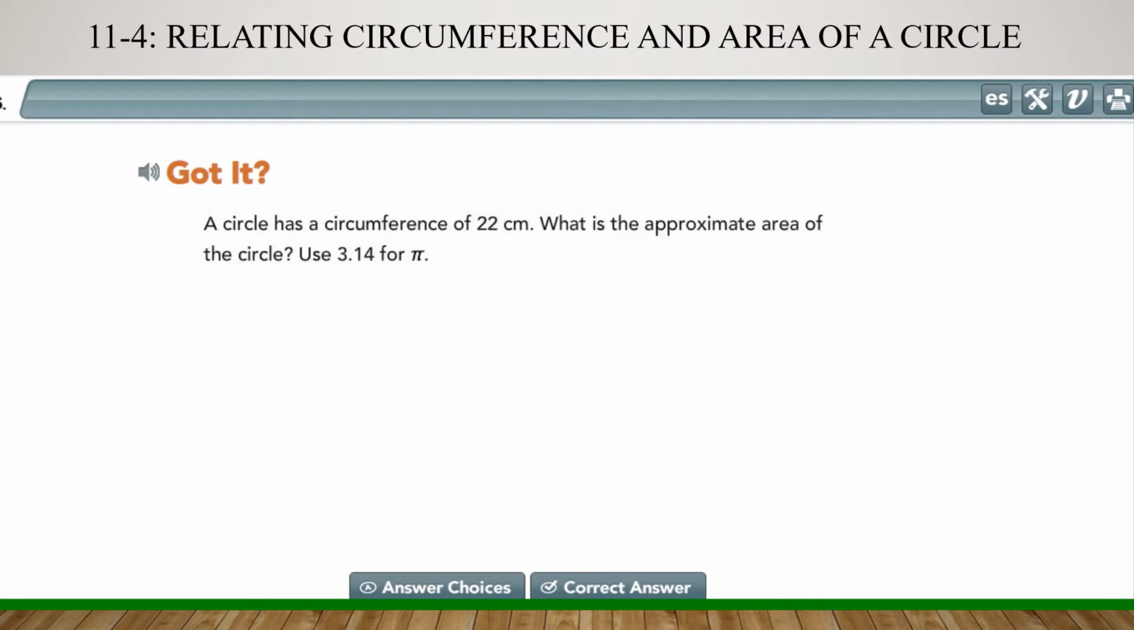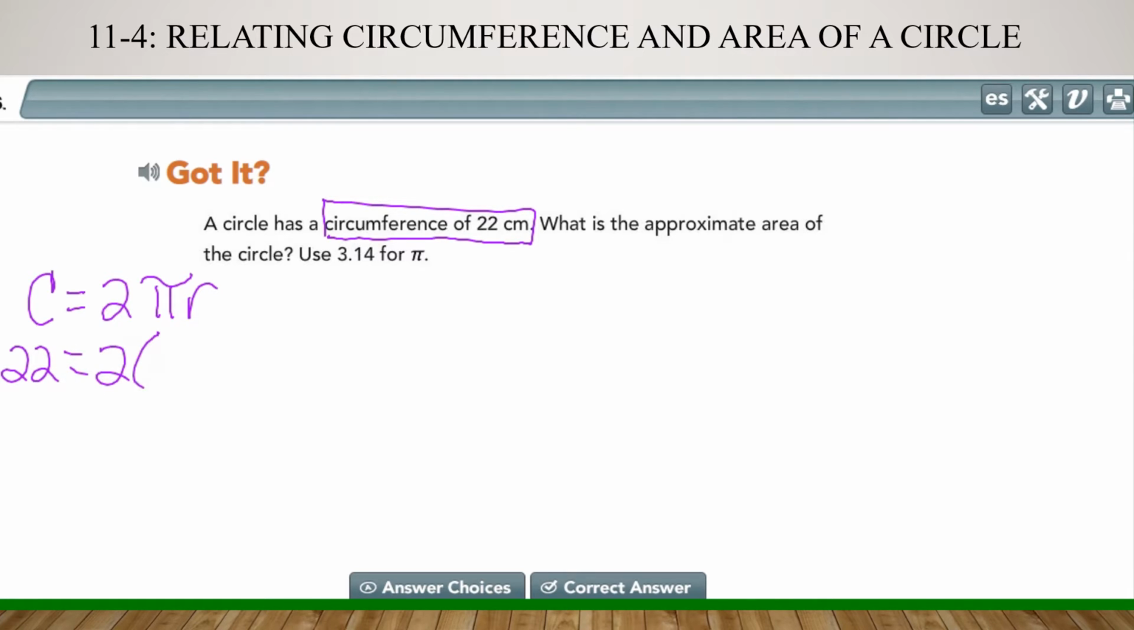So that means we're going to use the circumference formula with radius in it because we need the radius in order to find the area. So the circumference formula is circumference equals 2 times pi times the radius. Now we're going to substitute 22 in for the circumference. It tells us right here.